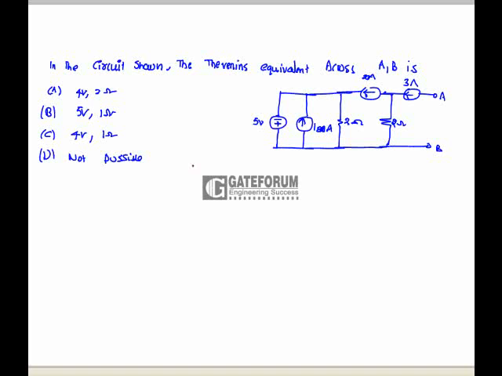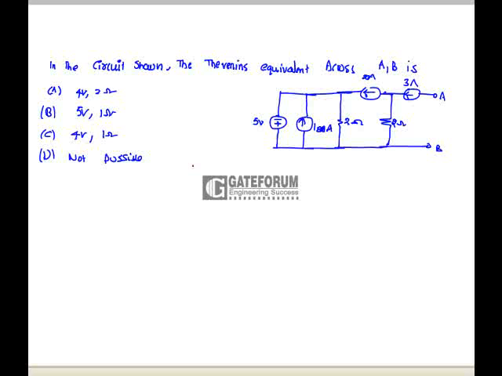Shown below, the Thevenin's equivalent across the terminals A and B is? While calculating the Thevenin's resistance, we have to look into the terminals A and B. At that time, we have to open all independent current sources as well as short circuit the independent voltage sources. If we do that, we will get Thevenin's resistance as infinite.